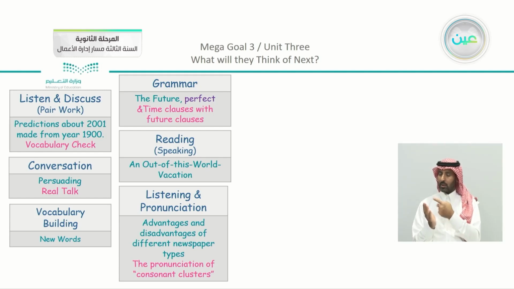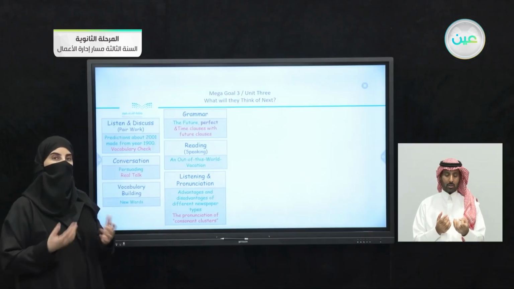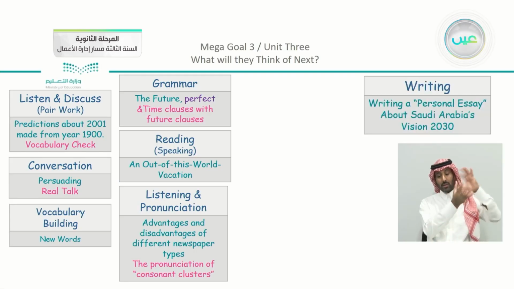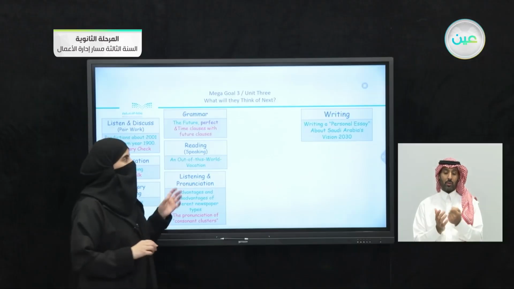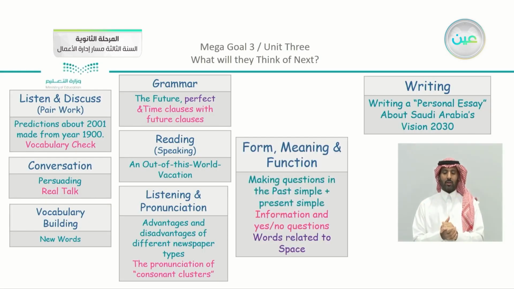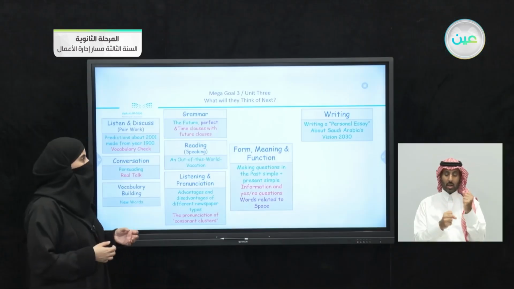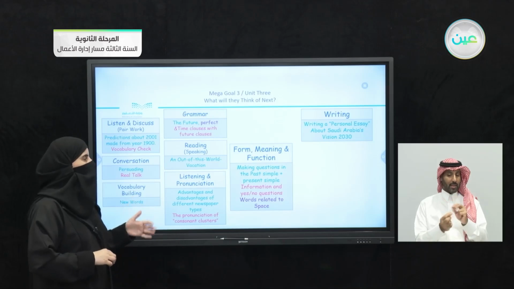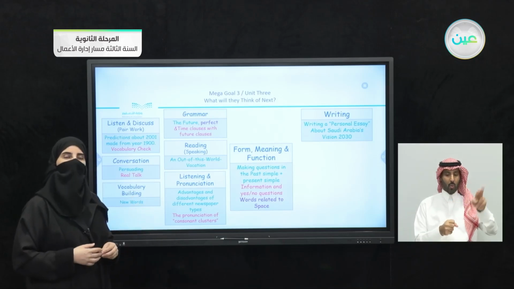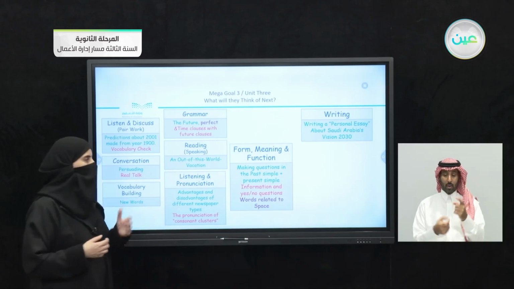Now, the reading was an amazing, out-of-this-world topic, talking about an out-of-this-world vacation, which was related to tourism, but in space. Also, to remind you that we had the writing, of course, we wrote personal essays about the Saudi Vision 2030. We had our lesson the last time, which was the form, meaning, and function lesson. We studied making questions in the past simple and the present simple. We made information questions and yes/no questions. And of course, we passed by words that are related to space.